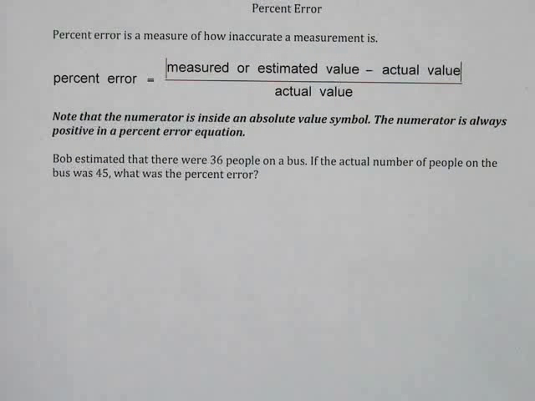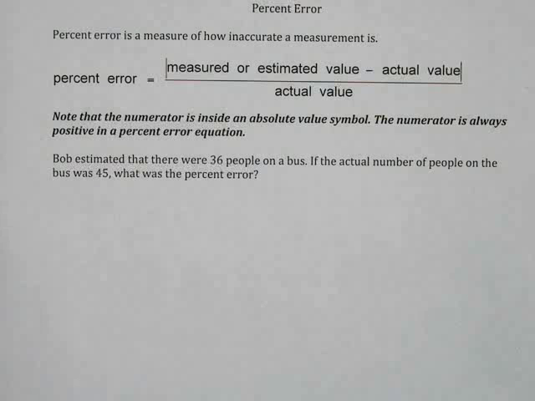All right. Why does it have to be a positive number? Well, percent error is always positive. We're just talking about how far someone was off. It's never negative. It's always going to be positive. You are 20% off or 10% off or whatever have you.